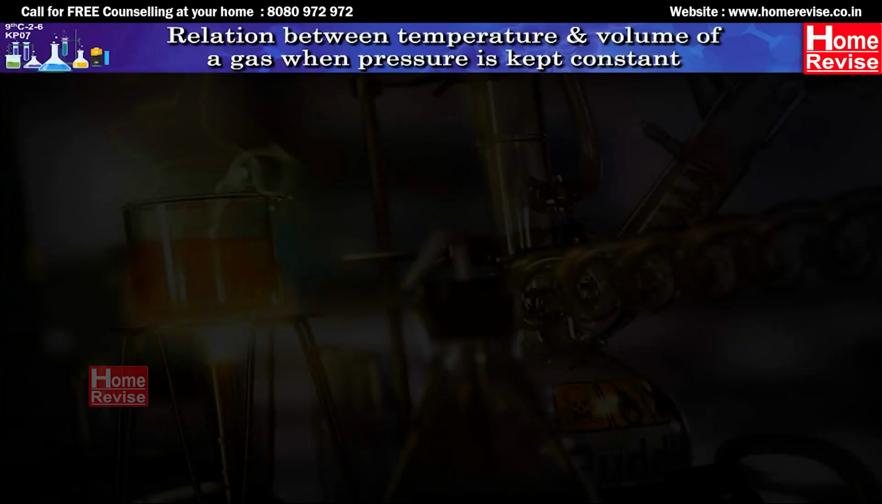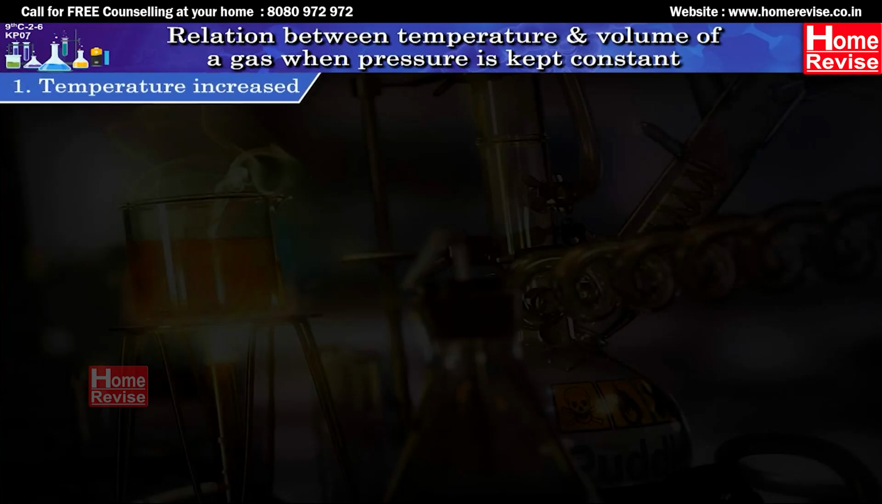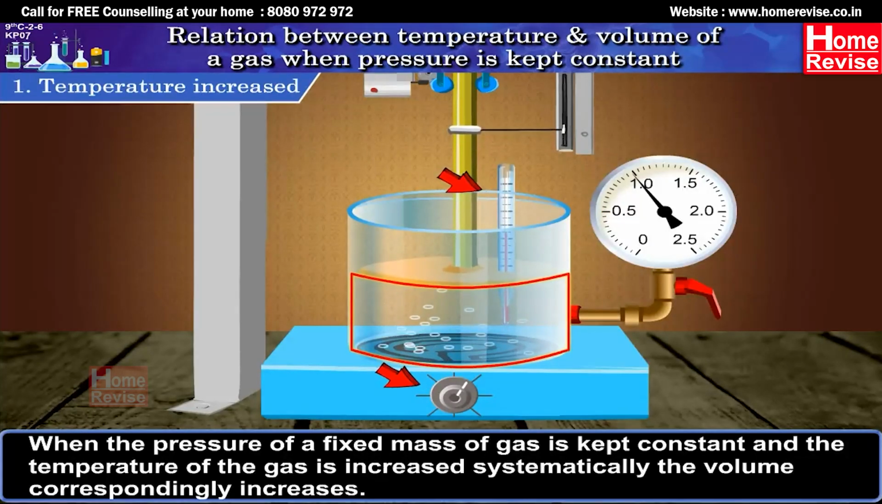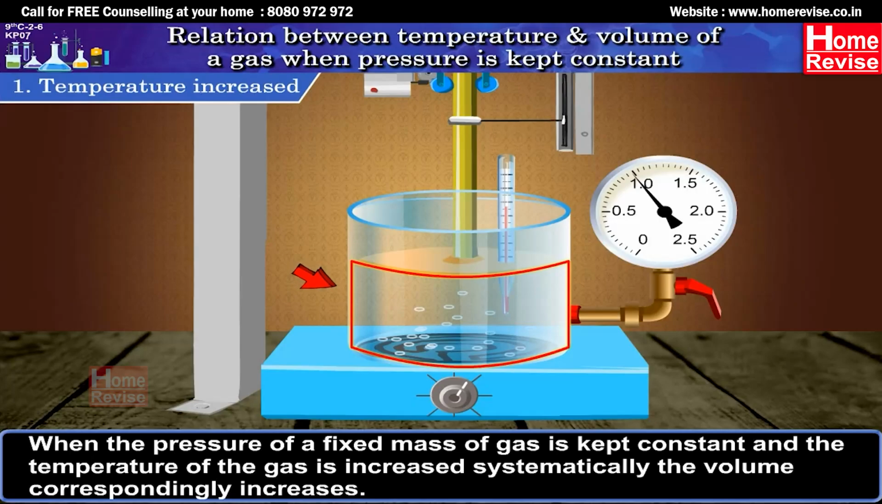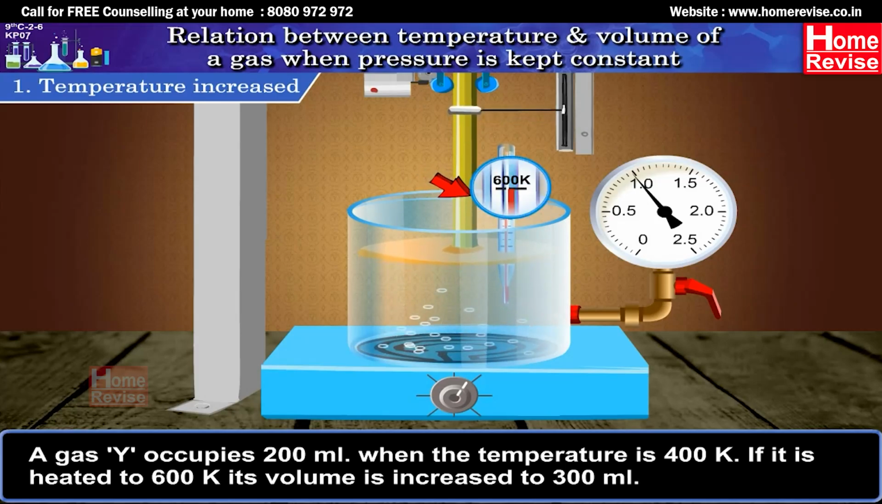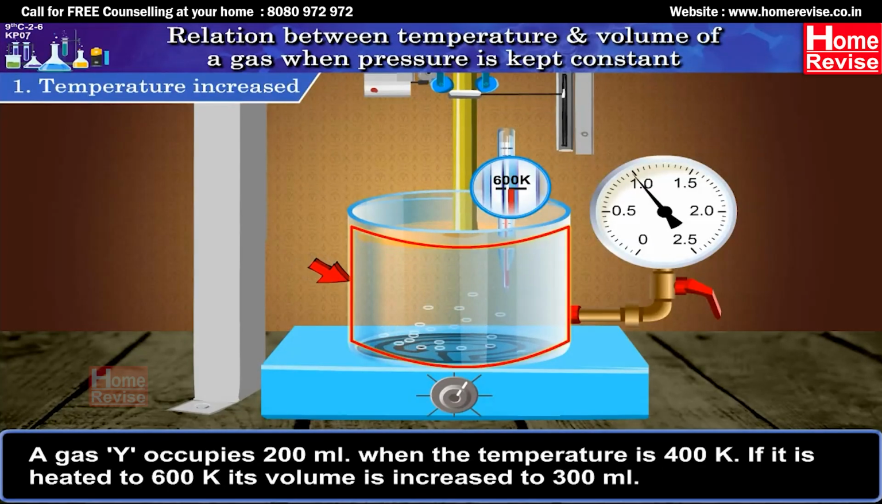Relation between temperature and volume of a gas when pressure is kept constant. 1. Temperature increased. When the pressure of a fixed mass of gas is kept constant and the temperature of the gas is increased systematically, the volume correspondingly increases. A gas Y occupies 200 milliliter when the temperature is 400 Kelvin. If it is heated to 600 Kelvin, its volume is increased to 300 milliliters.